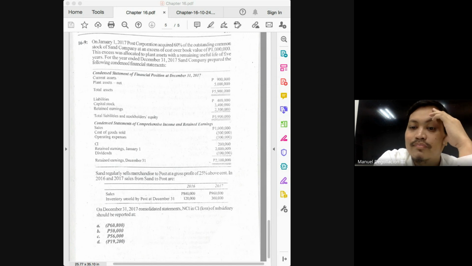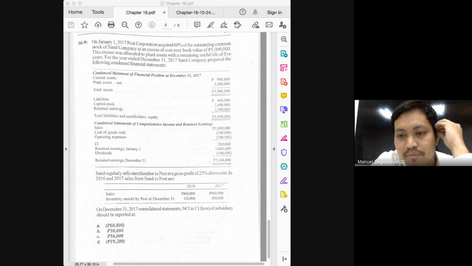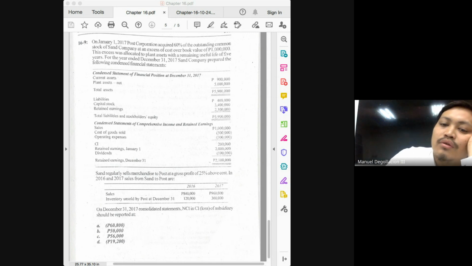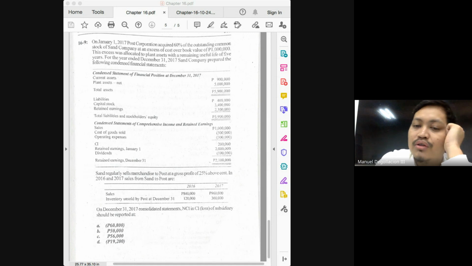Okay. Next, what's the other possible adjustment from intercompany sale of inventory, class? Deduct the markup on ending. What ending? Ending in 2017. How much is the ending inventory? How much of the ending inventory of the parent came from the subsidiary? 360.